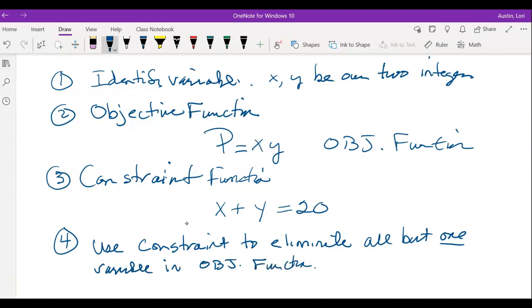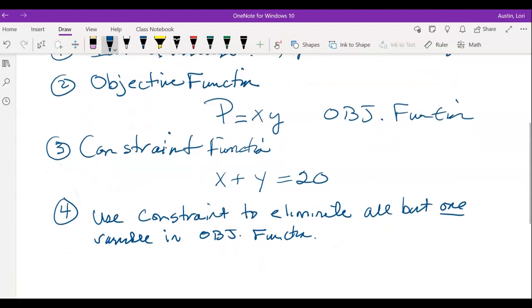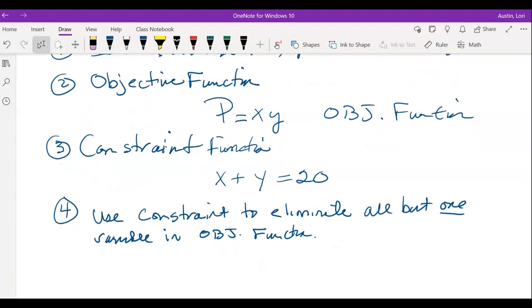Okay, and you're going to have to read these problems carefully. It might make more sense to eliminate one variable over another. You got to figure that out. This one, it doesn't matter. So if x plus y equals 20, can I say, okay, I'm going to eliminate x. What's x? X is 20 minus y, right? X is 20 minus y.